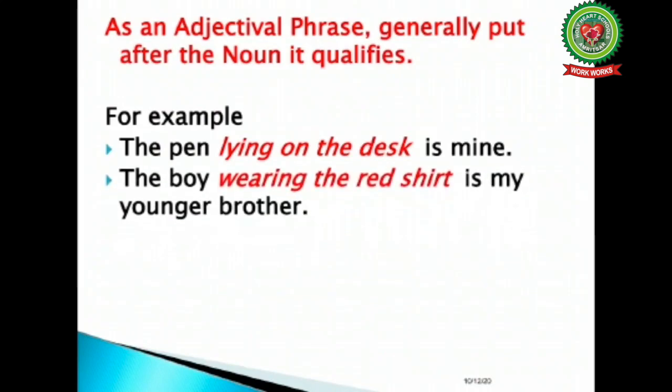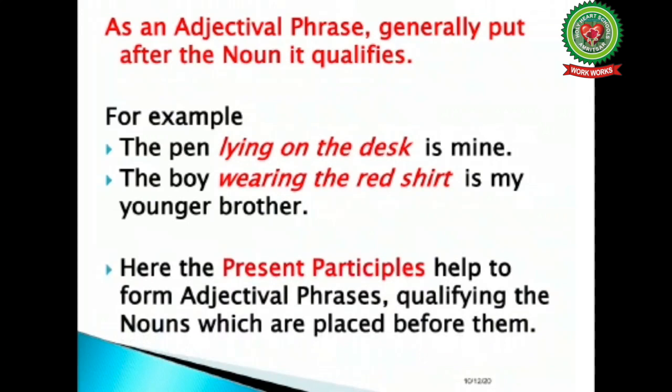The boy wearing the red shirt is my younger brother. Now children, which boy? Yes, the boy wearing the red shirt. So the words wearing the red shirt is an adjectival phrase that describes the noun the boy. Here the present participles help to form adjectival phrases qualifying the nouns which are placed before them.